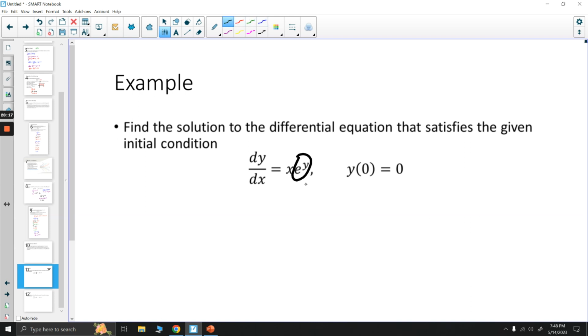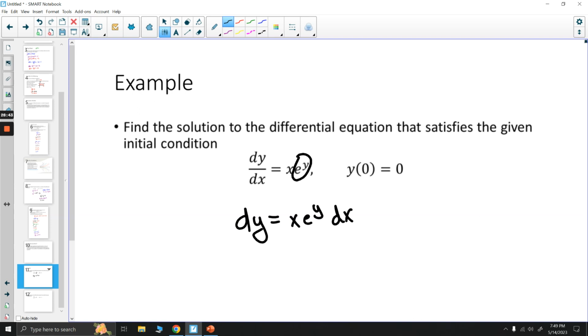So first thing, I'm going to multiply the dx over. So I have dy is equal to x e to the y dx. Now, another thing I should note here is that we have an initial value, y of 0 is 0. This is called the initial condition, and we sometimes refer to these as initial value problems.